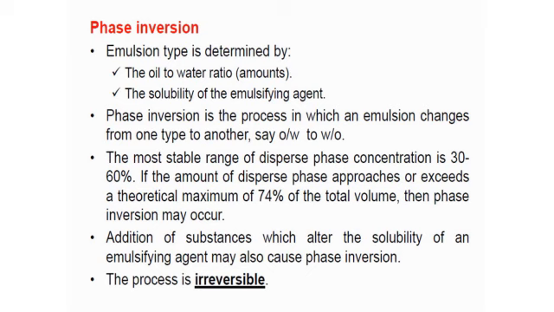Addition of substances which alter the solubility of the emulsifying agent may also cause phase inversion. Thus, if we add any substance to the emulsion that affects the solubility of the emulsifying agent, it can cause phase inversion. And this phase inversion is a permanent process. We cannot reverse it back.